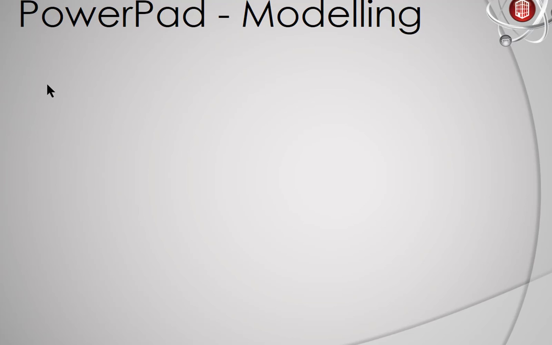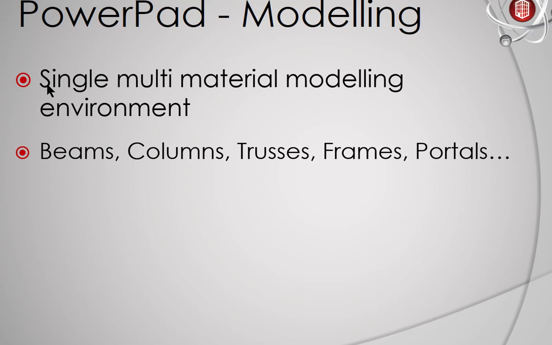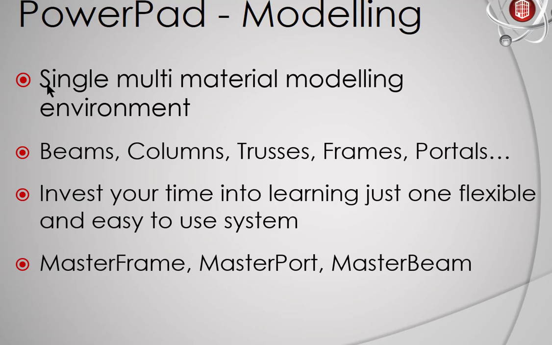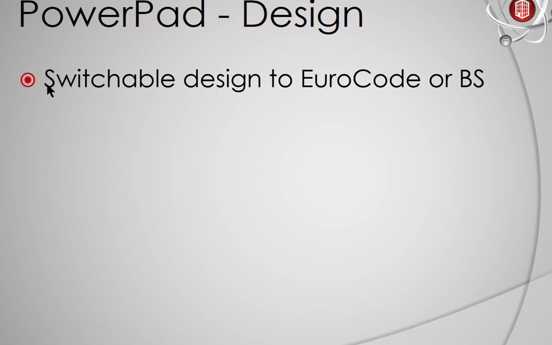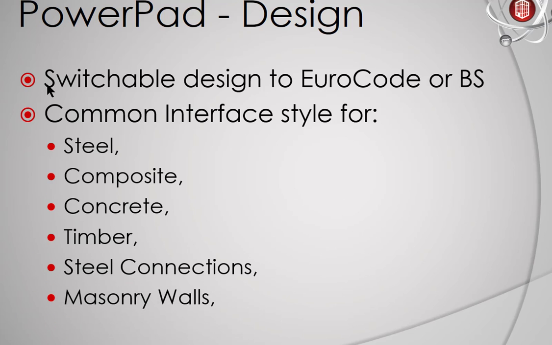So what do you get? Well, in the modeling you have a single multi-material environment in steel, concrete, timber. We can do beams, columns, trusses, frames and portals. It's not limited to one type of member, and you only learn one system because it's so easy to use. And from the analysis point of view, you're going to be using the frame analysis or the portal for those elastoplastic portals, or for the simple stuff, the beam designer. From a design point of view, we can switch between the Euro codes or the British standards, and it uses a single common interface with all the different design components.